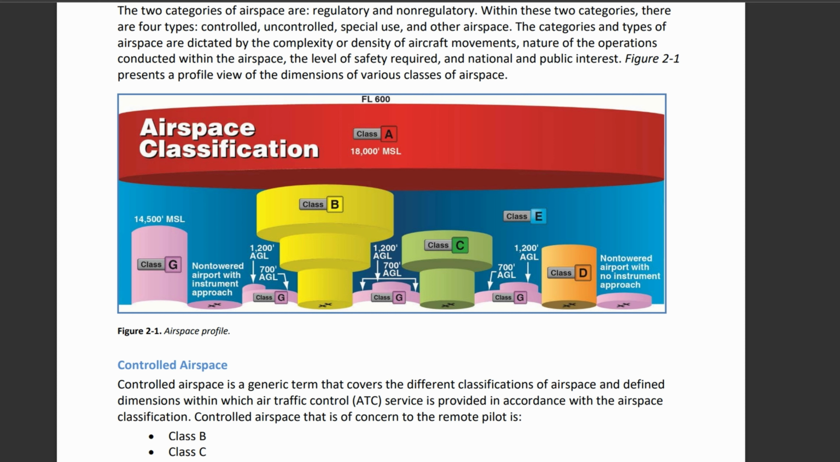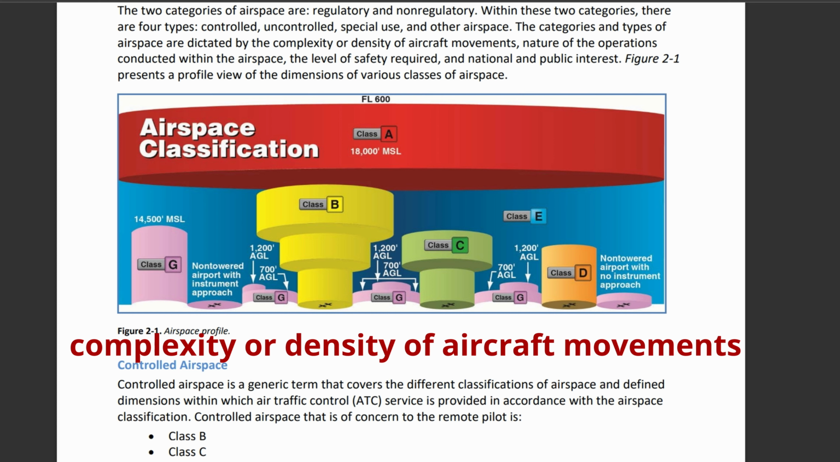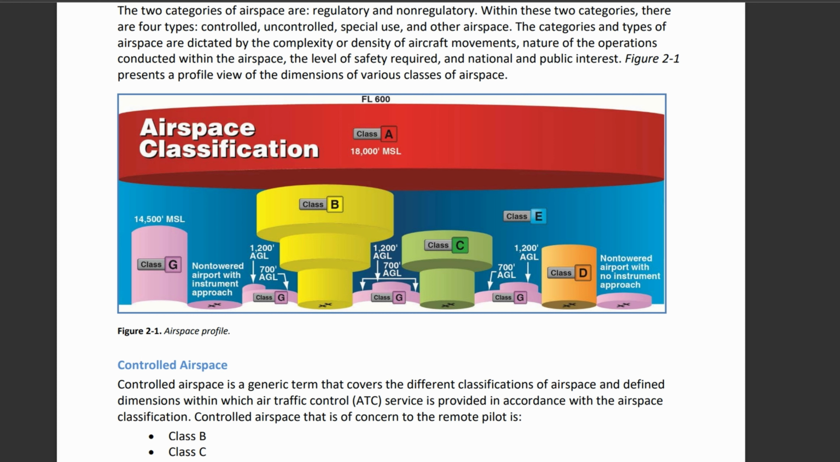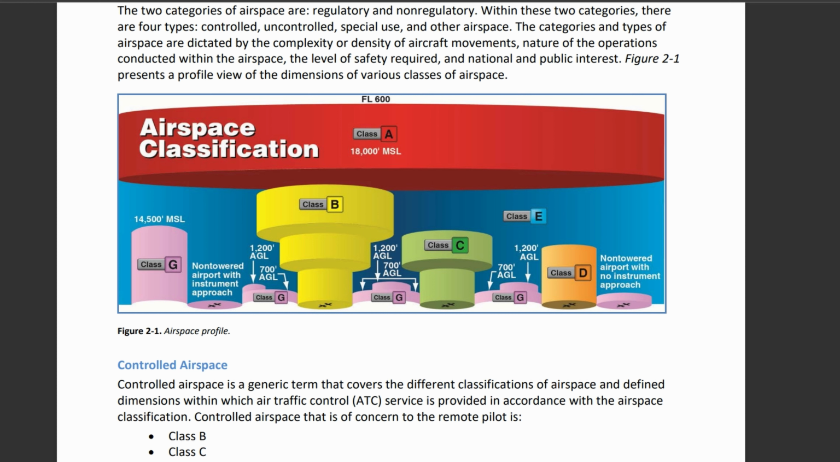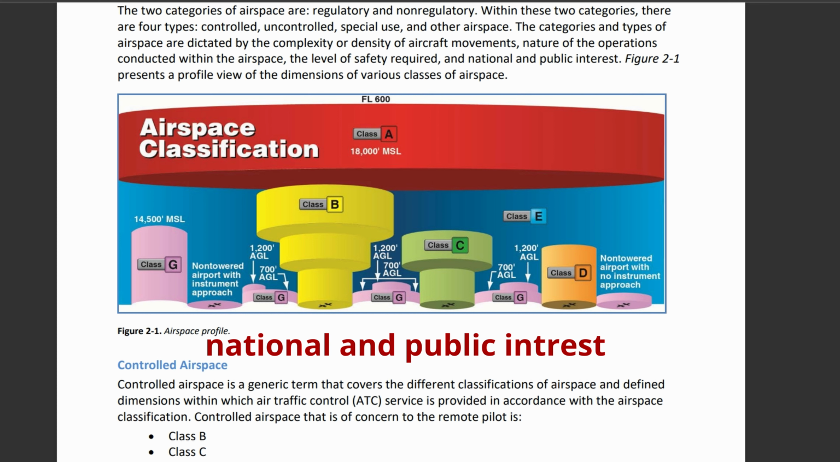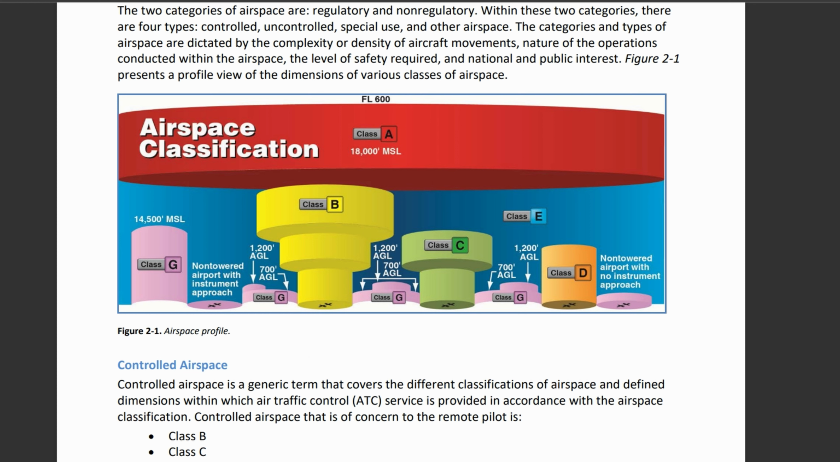The type of airspace is dictated by many different things. So aircraft movements, basically if there's a lot of aircraft in a certain area, there could be warnings put out, and there are. The nature of operations in these areas, so if a temporary flight restriction or a TFR is enabled, you won't be able to fly in this area at that time. The level of safety required to operate, national and public interest, so if there's a national security issue, you might not be able to fly in this area or at a certain time.